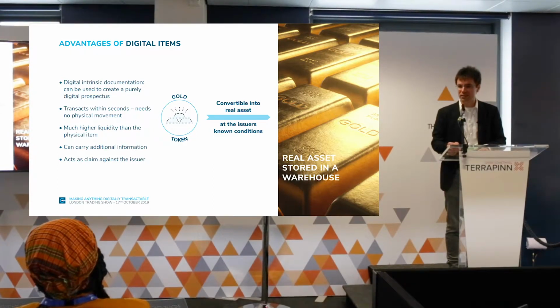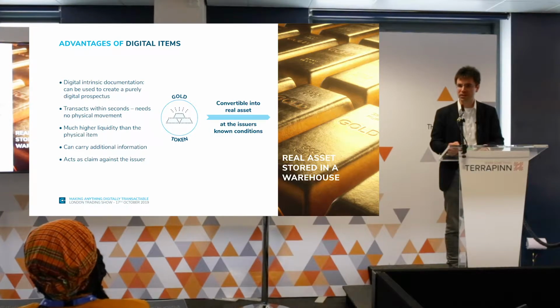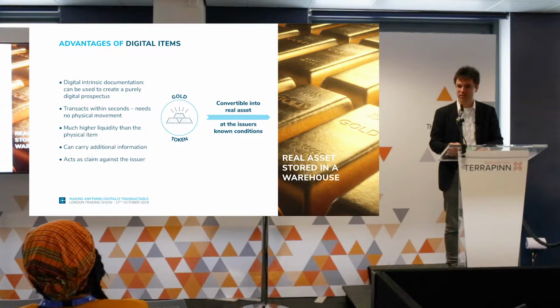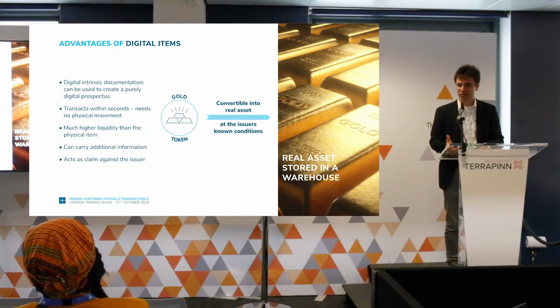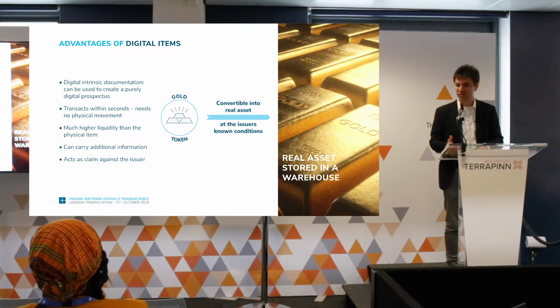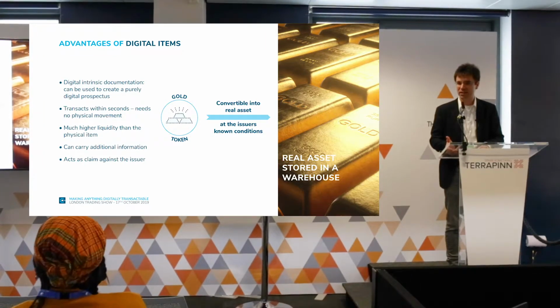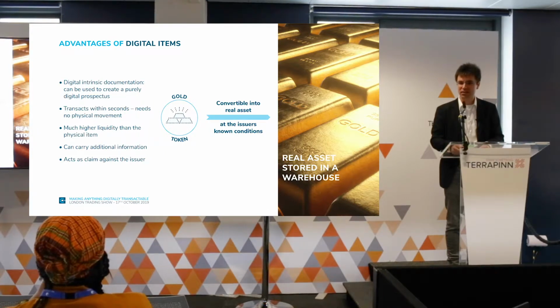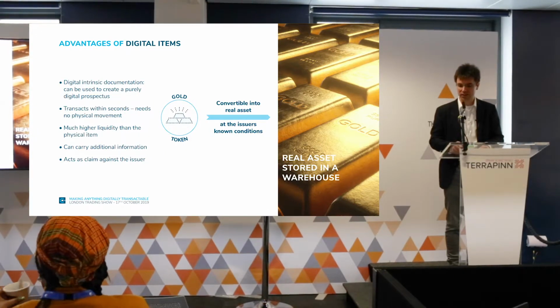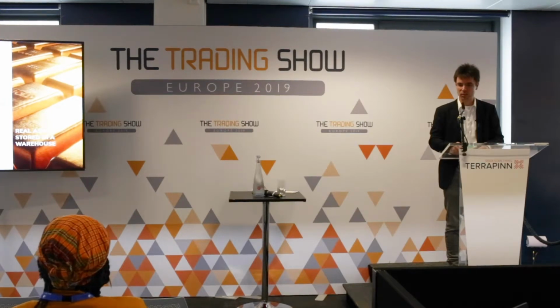So, what is the advantage of having a digital token, a digital analogy of a real-world asset? On the one hand, of course, it's more liquid than the physical asset. You don't have to pick it up from a warehouse and try to trade it. You can directly trade the digital value. That's clear. But then you can also attach additional information and additional properties.